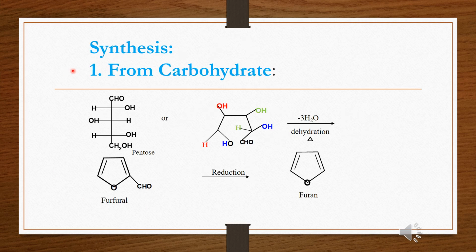Now here we are starting with the synthesis from carbohydrate. First synthesis is from pentose. So it's a 5-membered carbohydrate, pentose. In this, when we heat this pentose, it loses 3 molecules of water. So one H, like if you see the blue one, green one and the red one, from where H and OH will come out respectively and leave as 3 molecules of water. And because of the CHO over here, after forming a bond, it forms furfural, and this furfural upon reduction will give Furan.